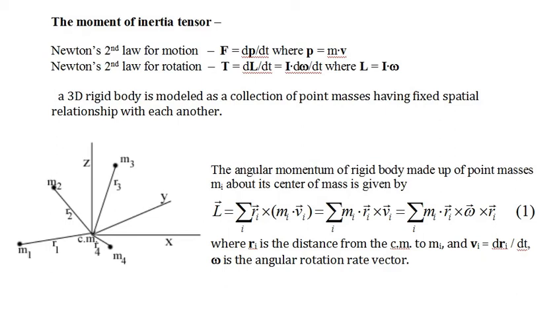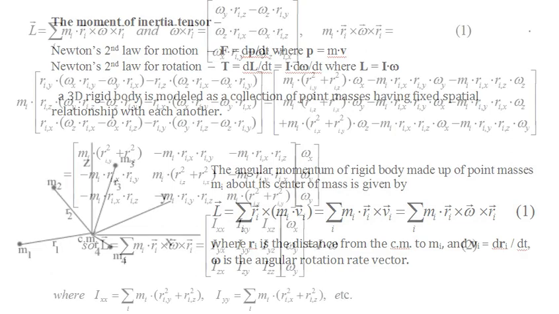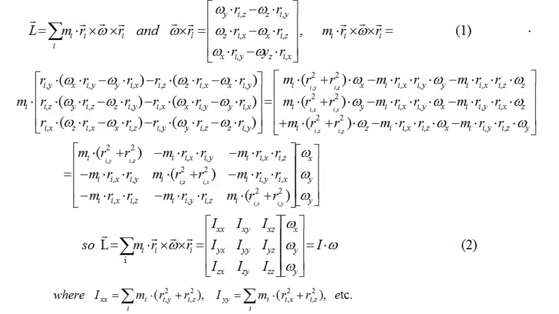Line 1 gives the angular momentum of the rigid body when it is rotating about its center of mass with rotation vector omega. Line 1 starts with the formula from the previous slide, followed by a series of manipulations, primarily writing out the components of the cross products, regrouping terms in the summations, and factoring out omega, and we arrive at line 2, which is the formula for the object's angular momentum in terms of the moment of inertia tensor and the angular rate vector.